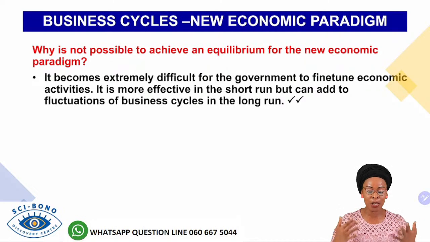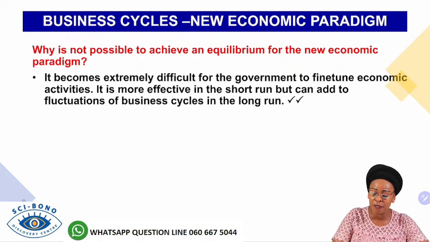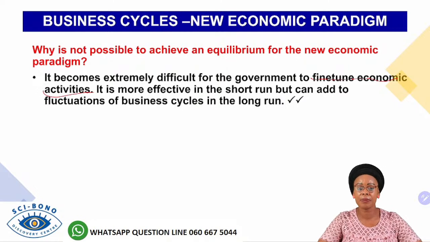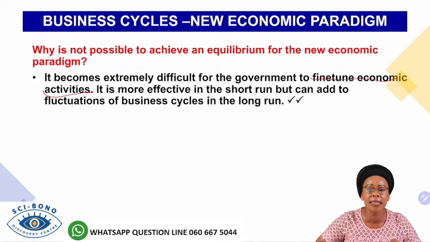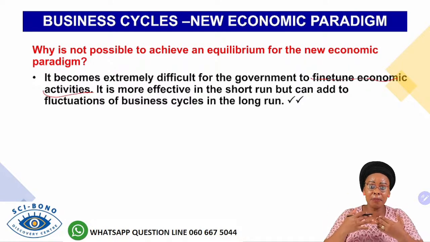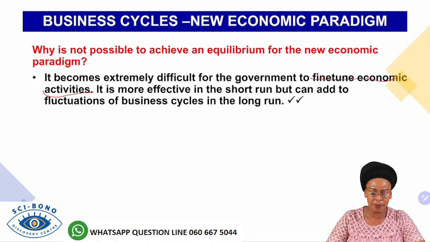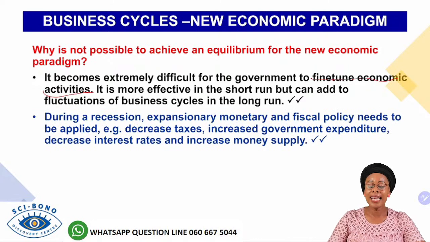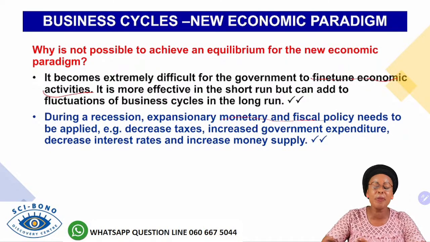Why is it not possible to achieve an equilibrium for the new economic paradigm? It is because it is extremely difficult for the government to fine-tune economic activities. Government cannot fine-tune aggregate demand, cannot control how I spend, or too much spending by us, unless taxation is brought into this. So during a recession, expansionary monetary and fiscal policy needs to be applied.